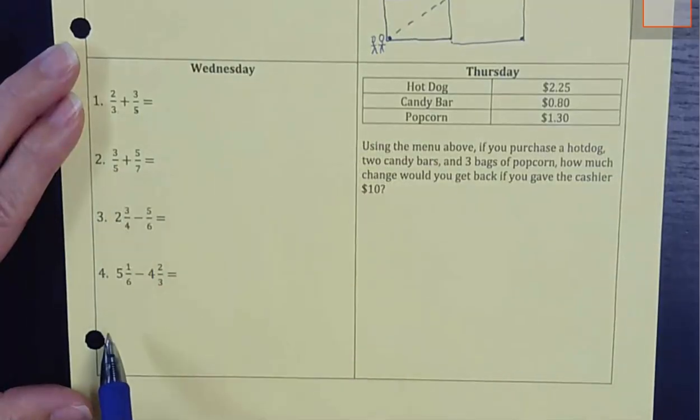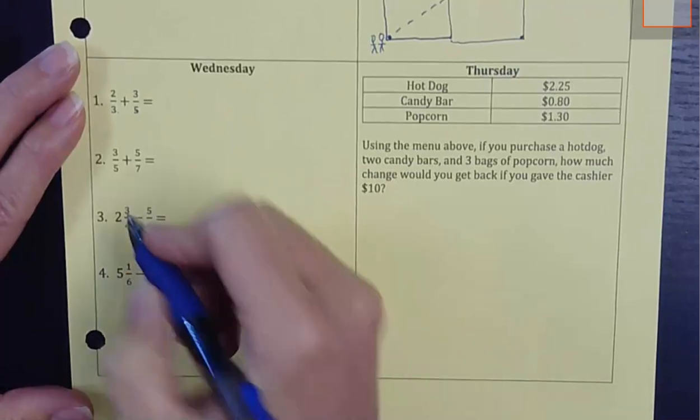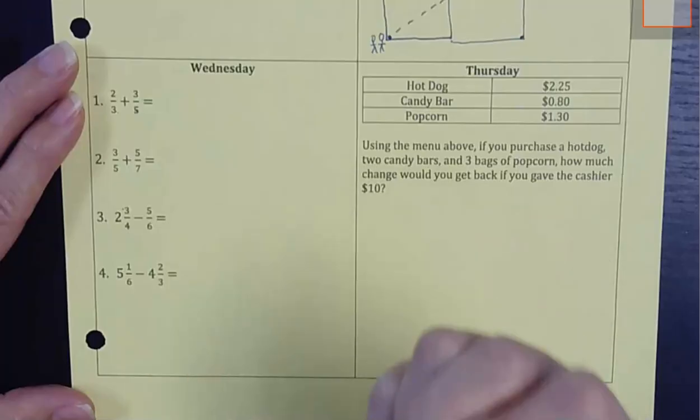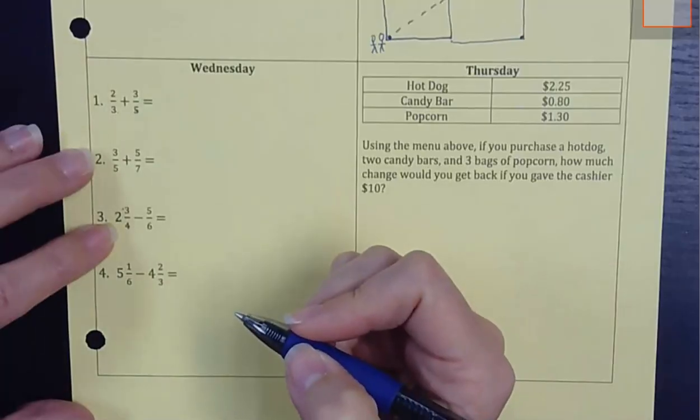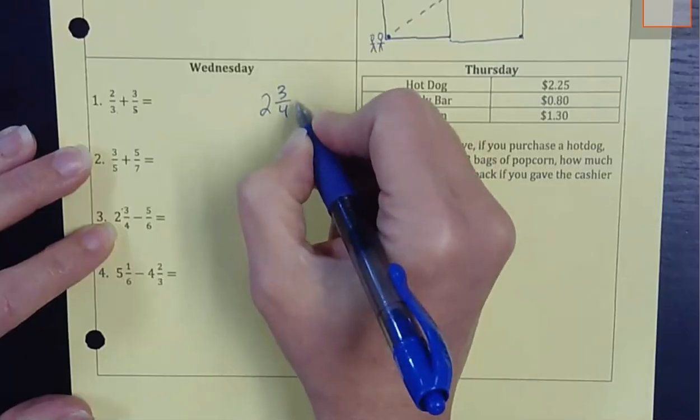Again, we need a common denominator. For this one, you need to do the improper fraction first. So take care of this mixed number. I want to deal with just fractions. So I'm going to write out your reminder on how to, and I'll do it a little bit bigger over here. How do I change this into a fraction?